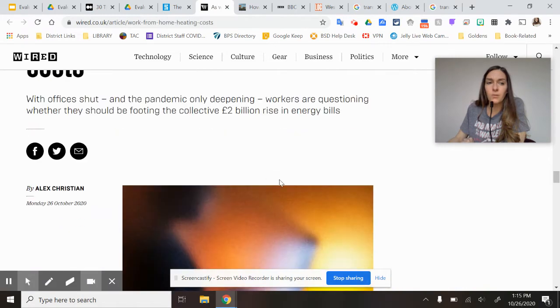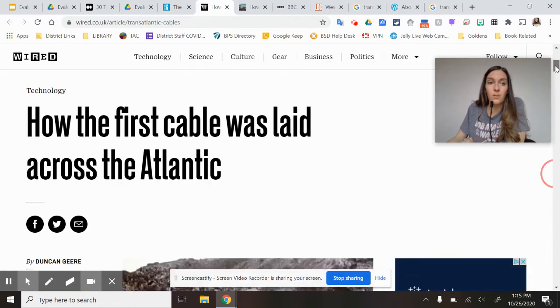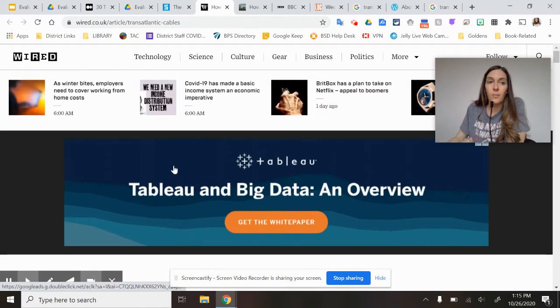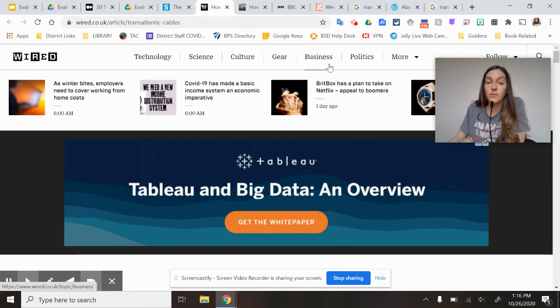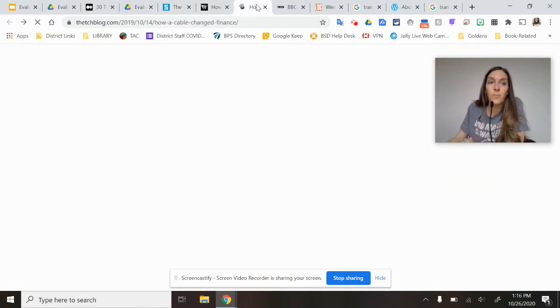If I go towards the bottom, it just keeps going. But the author is here. I could look up more information about the author here, and I could find more about Wired magazine. So they've got jobs, they've got events, there's all sorts of stuff that we could look into to double check. But Wired basically checks out the same as this source as well.